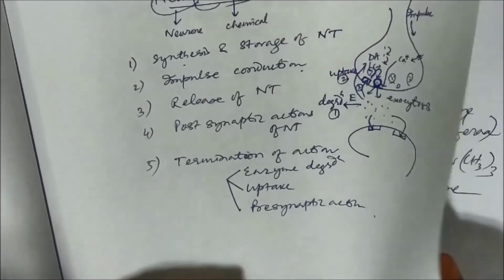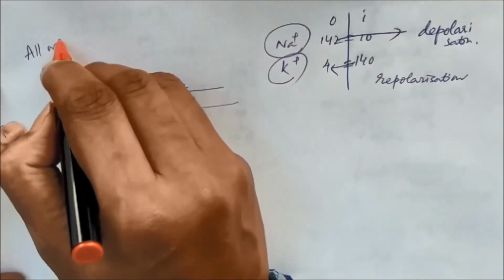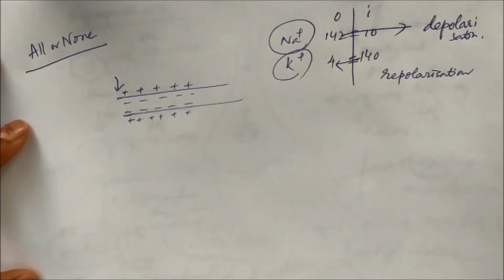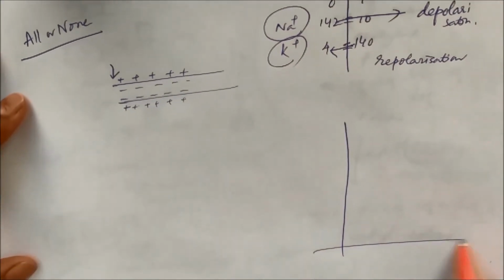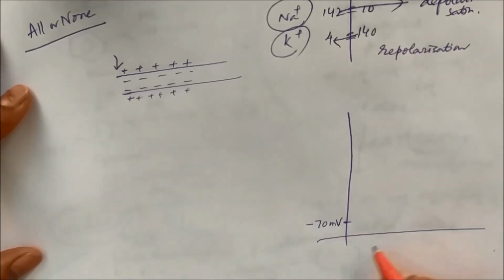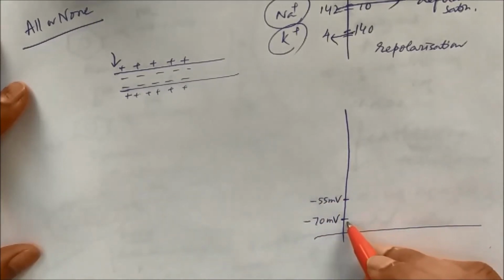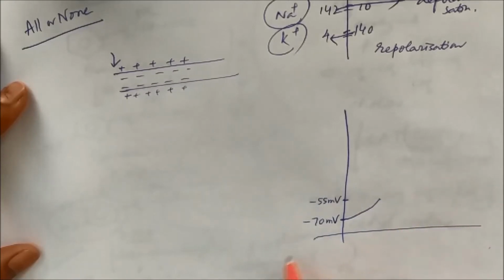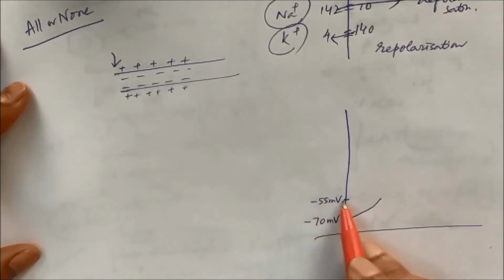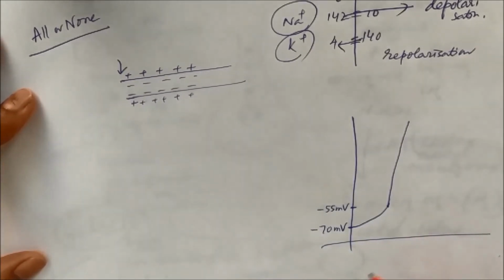The second step is the impulse conduction. Impulse conduction follows the all-or-none principle. All or none means it will be either conduction or no conduction. We know the resting membrane potential is about minus 70 millivolt in a neuron, and the threshold potential is minus 55 millivolt. So any impulse which can change this potential from minus 70 millivolt to minus 55 millivolt can cause depolarization. That's why we call it all or none.